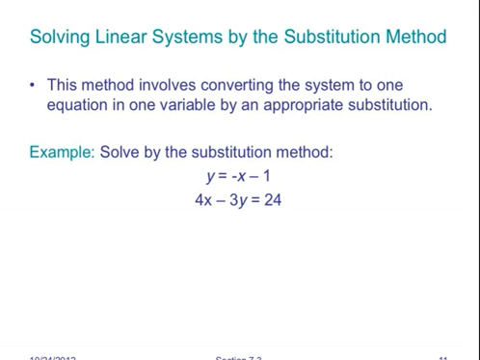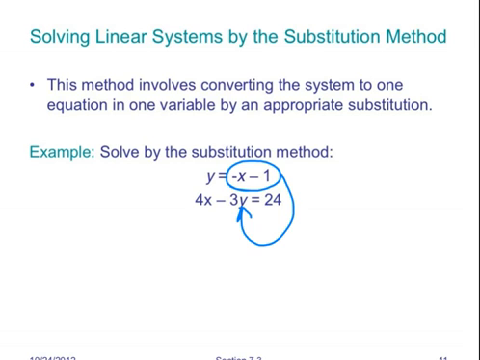What I'm going to do is I'm going to look at my system here. I have y equals -x minus 1 and 4x minus 3y equals 24. If you notice, this first equation is solved for y. In other words, this y is equal to -x minus 1. What that's saying is that those two things are the same. They're equal to each other. Since they're equal to each other, one can replace the other. What that means is I can take the -x minus 1 and replace my y value wherever I see it. So that's what it means by solving by substitution.